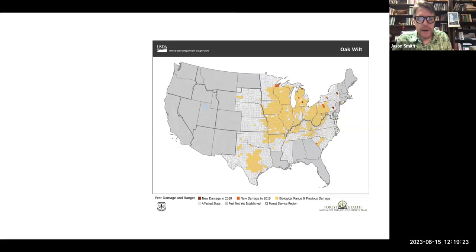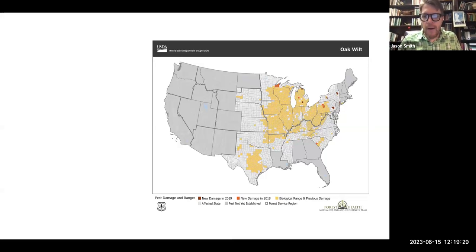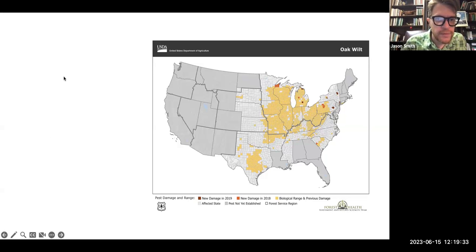So oak wilt is caused by the pathogen Bretziella fagacearum. Looks like my text for some reason didn't show up, so I have some text missing on this slide, but that's fine. I'll just tell you what would be on it. So the pathogen is called Bretziella fagacearum. It's an ascomycete fungal pathogen. It causes a vascular wilt in oak trees.